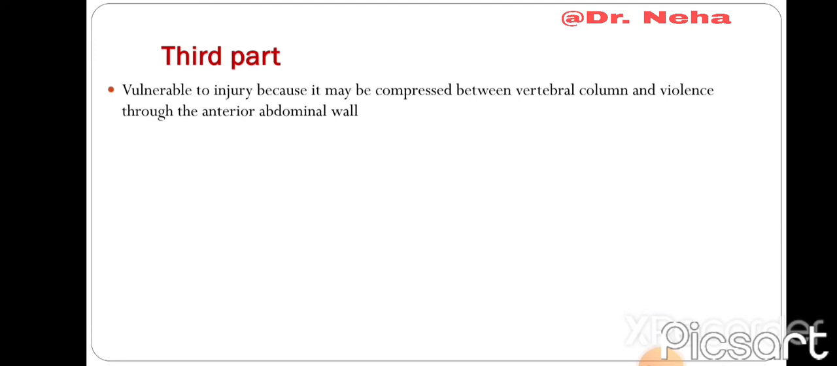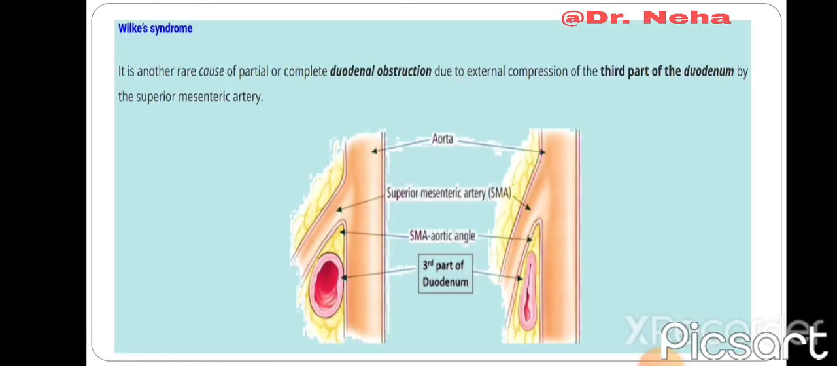The third part is vulnerable to injury because it may be compressed between vertebral column and violence through the anterior abdominal wall. Now there is Wilkie's syndrome, which is another cause of partial or complete duodenal obstruction due to compression by third part of duodenum by the superior mesenteric artery. So in the diagram we can see the third part of duodenum. It can be compressed between the abdominal aorta and the superior mesenteric artery.